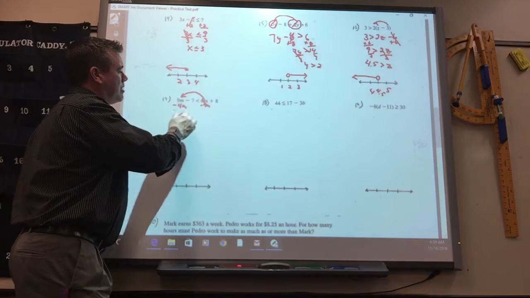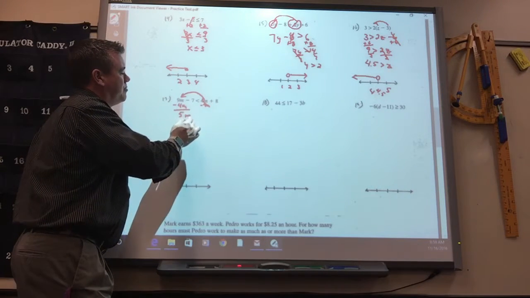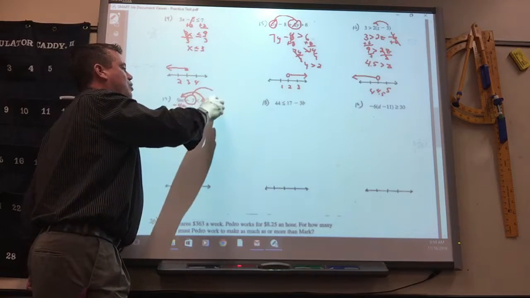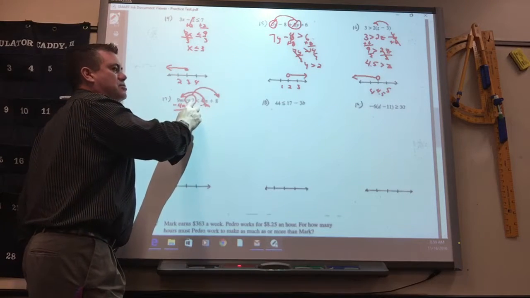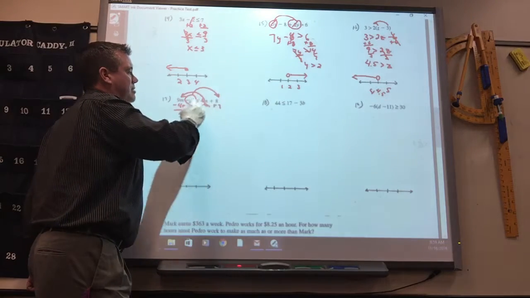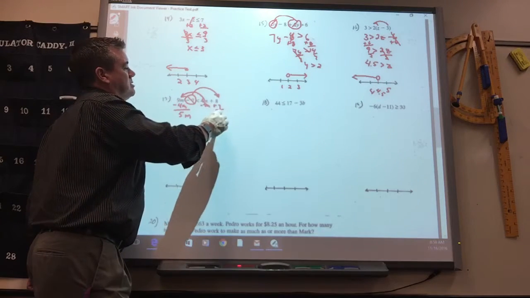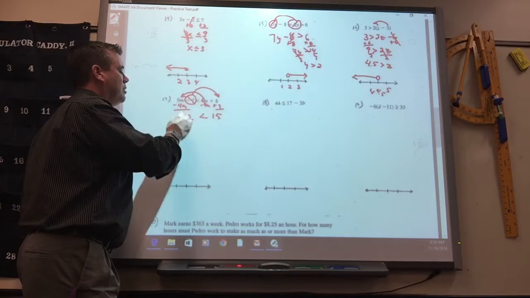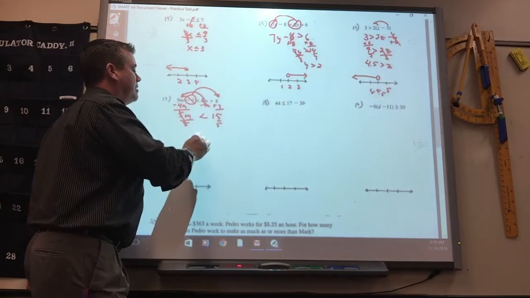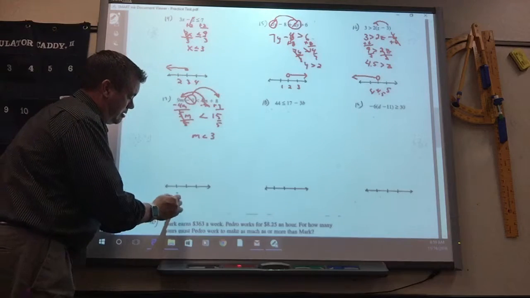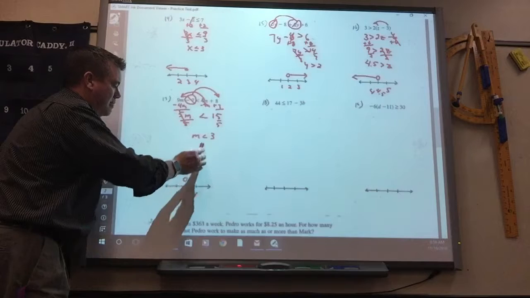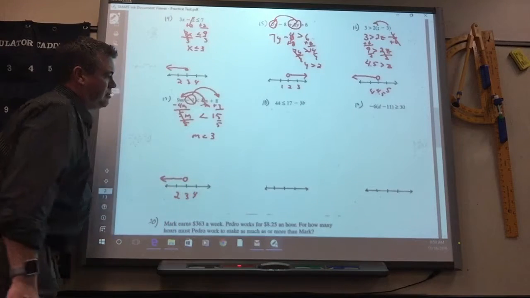So when I move that over, that makes a total of 5 m's. Since I got the m's on the left, get the non-m's to the right. It's a -7, so I do the opposite, add 7. That makes 15. Drop the sign down. Divide by 5, and you get m is less than 3. So that's a hollow circle at 3. M is less than, so it's to the left.